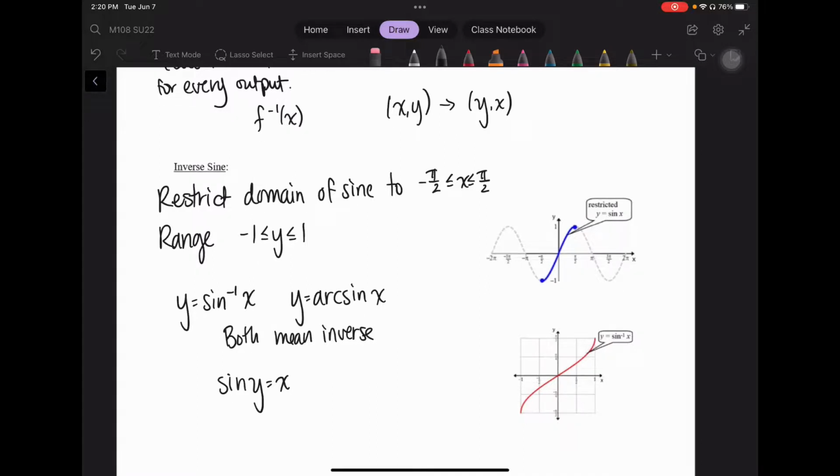There is an inverse button on your calculator. You will have sine, cosine, and tangent inverses, and they are accessed using the second button if you're using a TI-84.